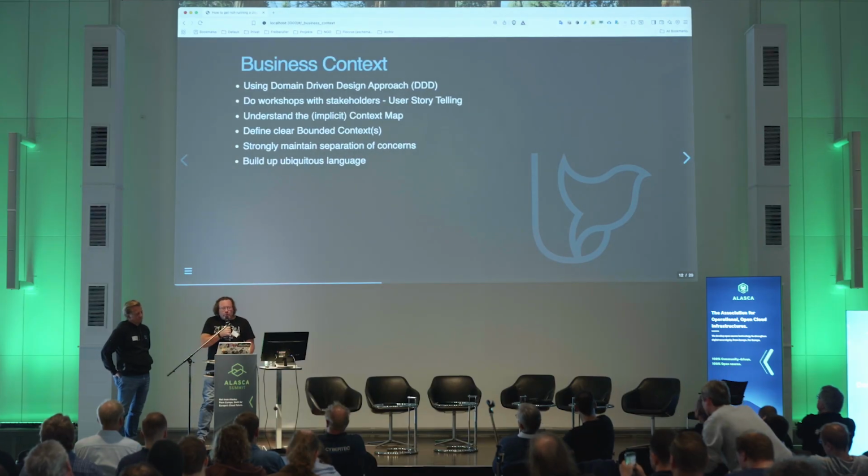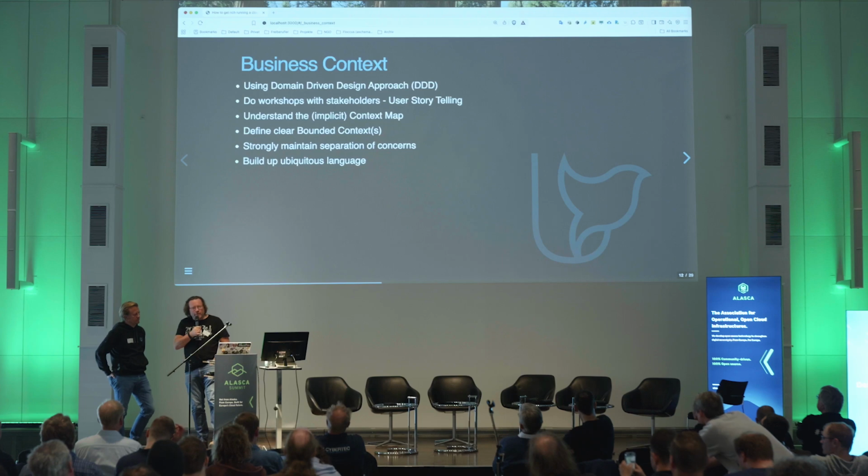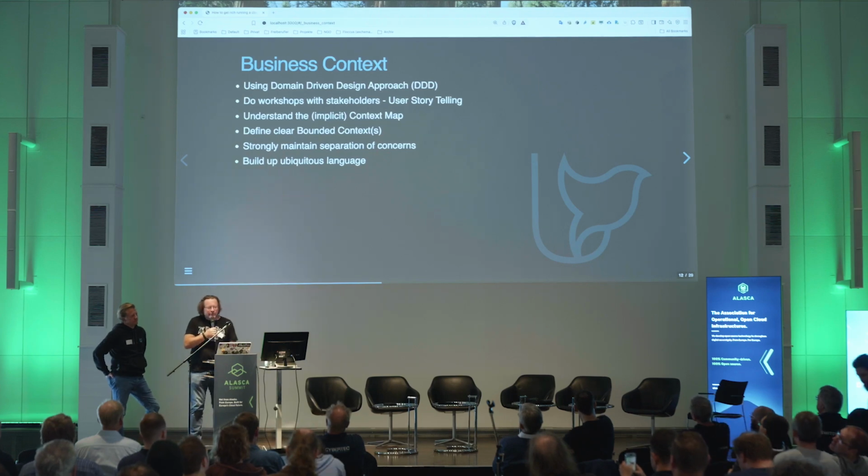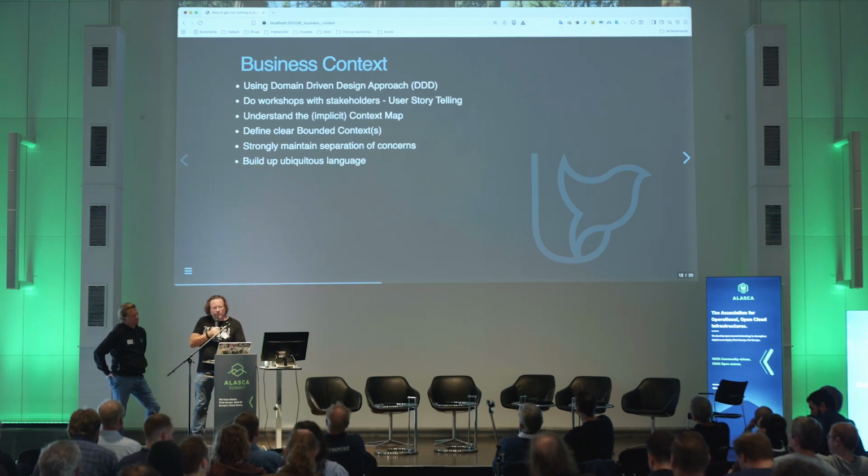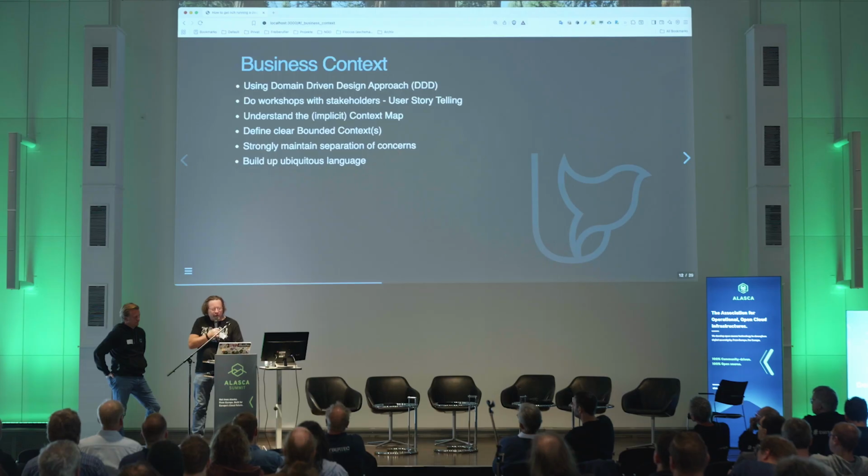So what did we do? On the business level, we tried to evolve the business context. We used a technique called domain-driven design. Maybe if some of you are software developers, you already know about it. It tries to find out the important domains of a company, of every stakeholder, and how the domain or subdomain works. And I do not go too much into details.